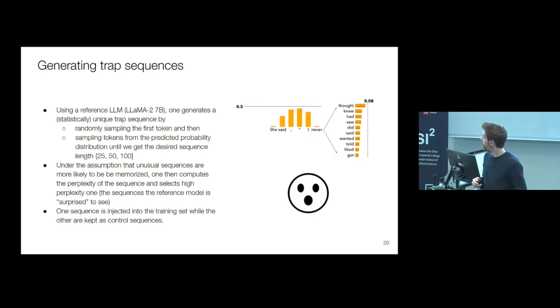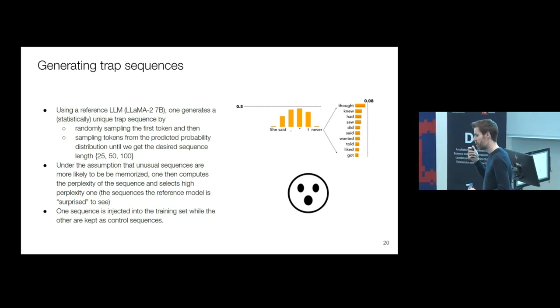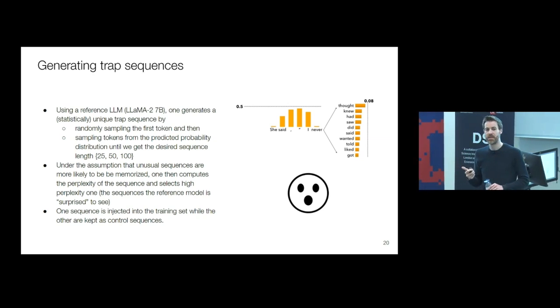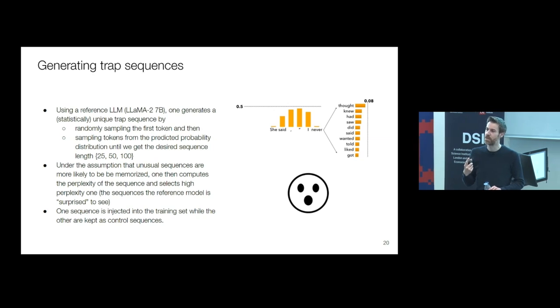And this is how we generate them. We actually use a reference model to generate super unique data. Basically we say, okay, please generate sentences that you would give a very low probability to, so that we're really sure that those sentences will not exist anywhere else. And second, because they are so weird, they're more likely to be memorized by the model.